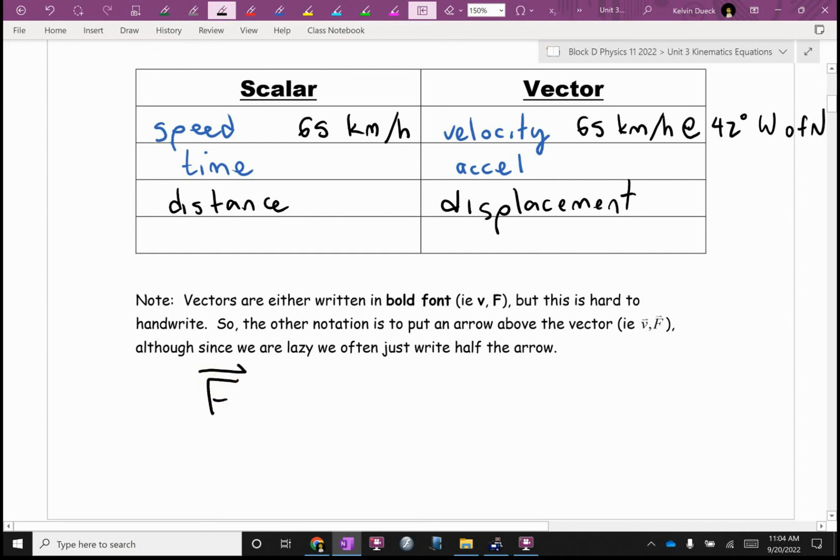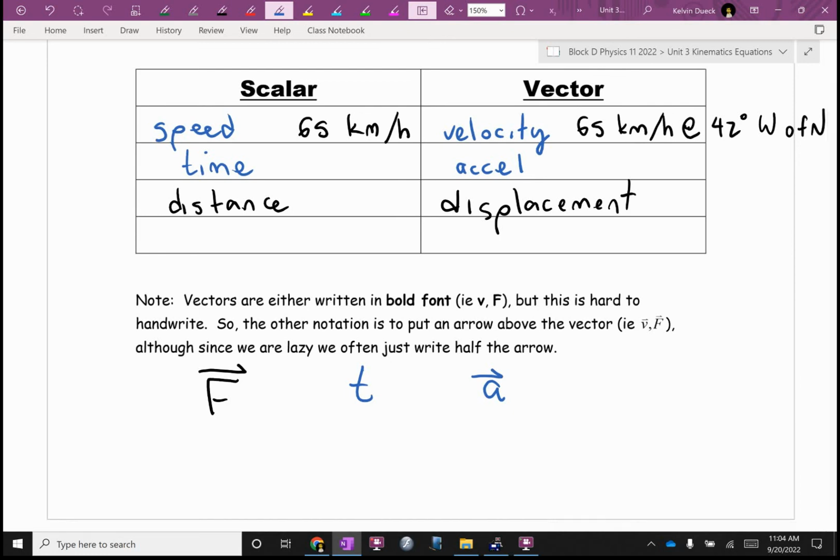Although we've gotten lazy and we actually only put one little pointy part of the arrow, and we don't put both. You can, but that's a vector. Write that down. Time, scalar, no vector sign above it because it's a scalar. Compare that with acceleration, vector sign above it.